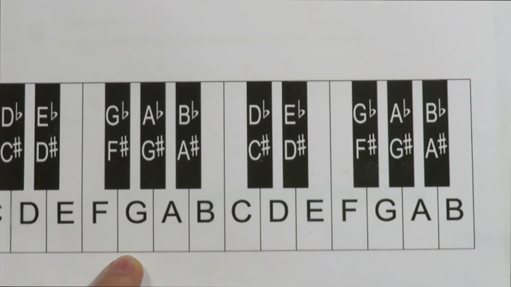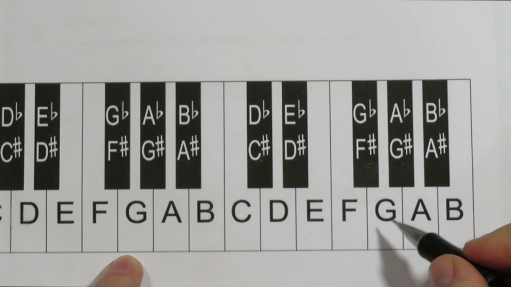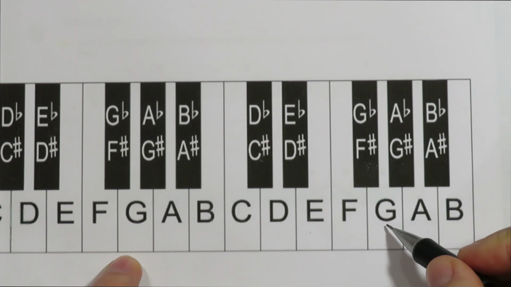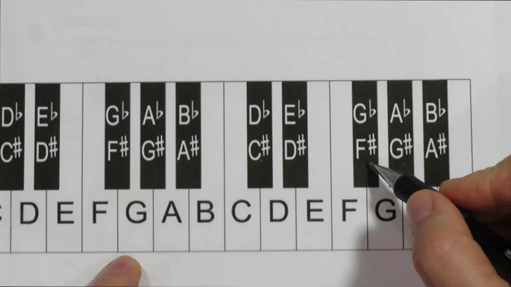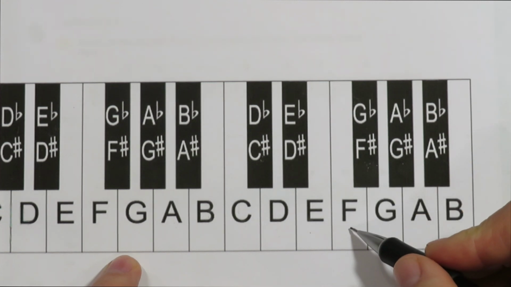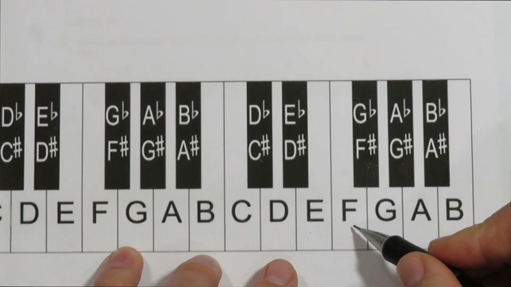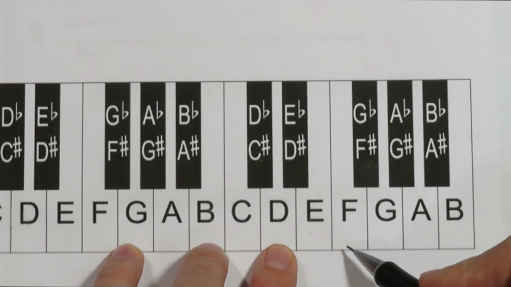Is it a major seventh or a minor seventh? Well, here's the perfect eighth. So the F sharp would be the major seventh, and this would be a minor seventh away from the root. So we have a major triad with a minor seventh. Major minor seventh.